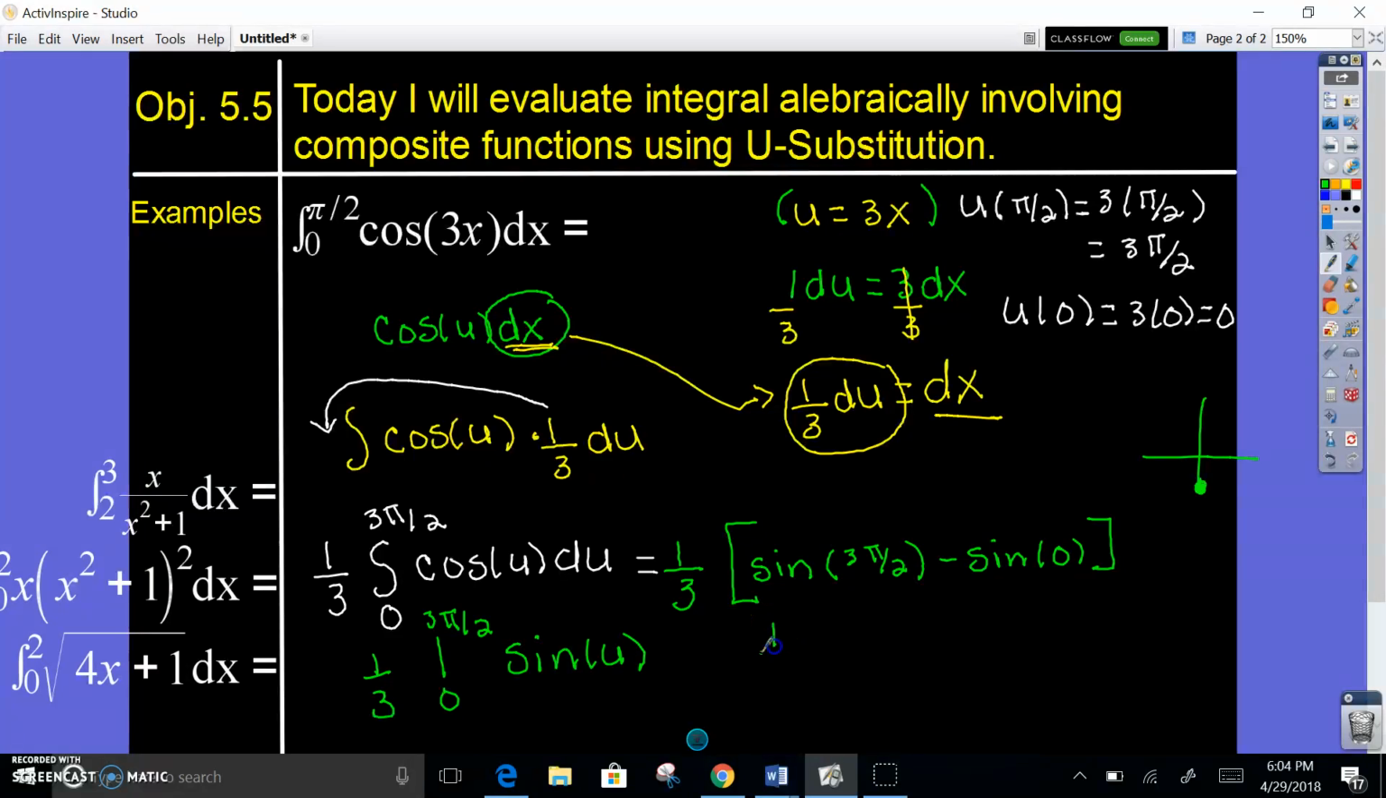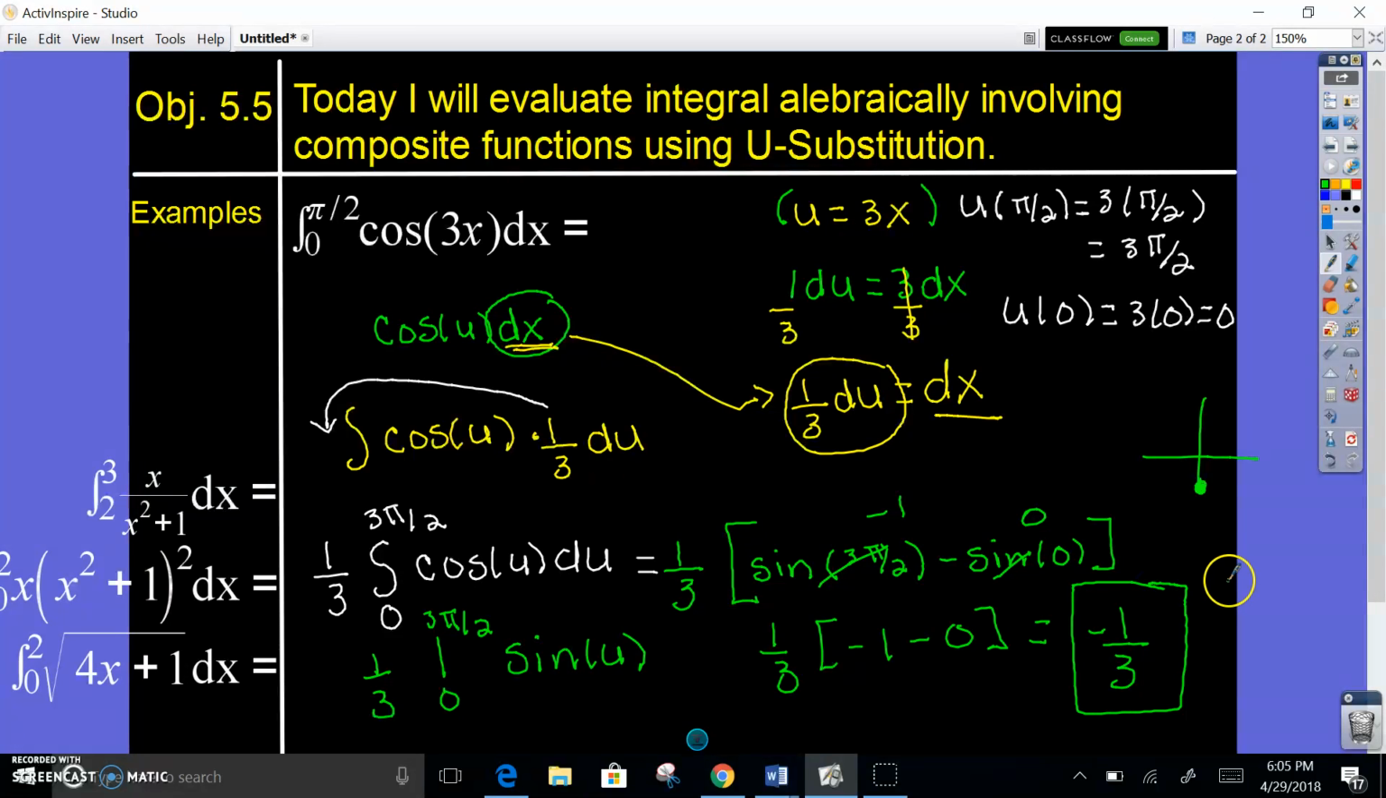Okay, so 1/3. And then sine of 0 is just 0. So this one goes to -1. So in the end, I get -1/3. And that's my answer. So this process is a little tricky at first. You only really get good at it by doing many, many examples.